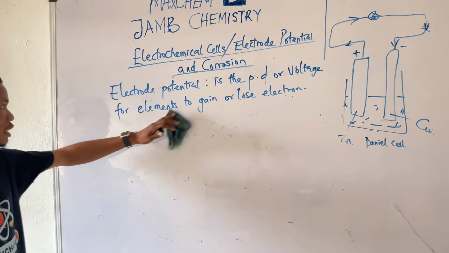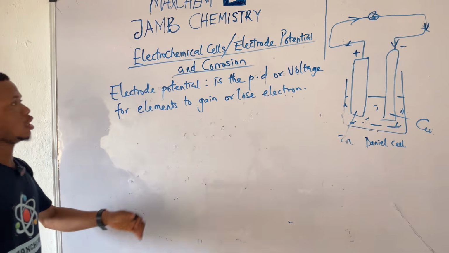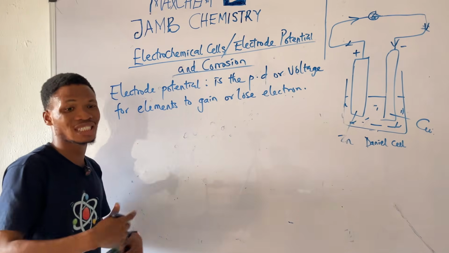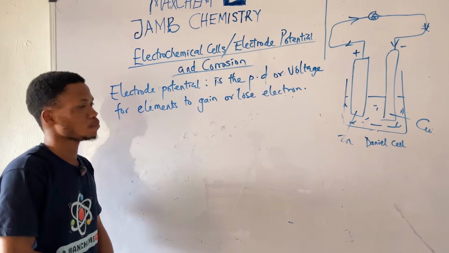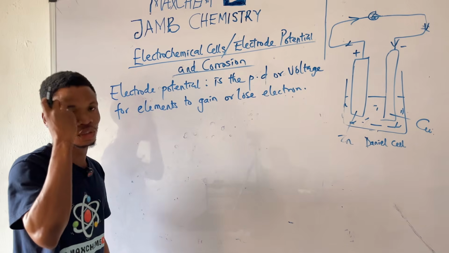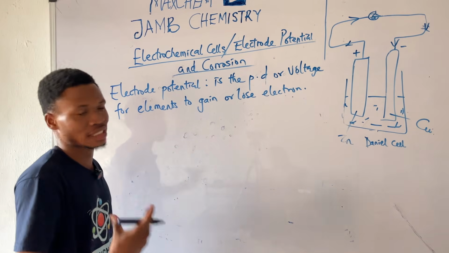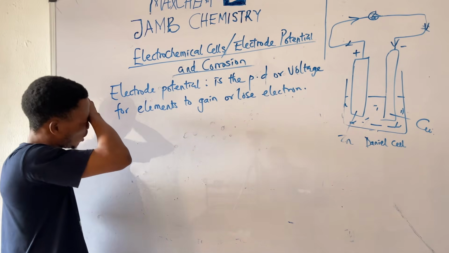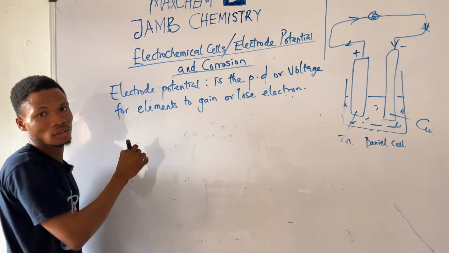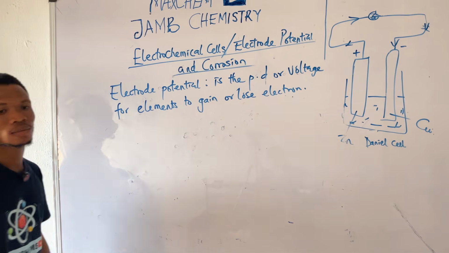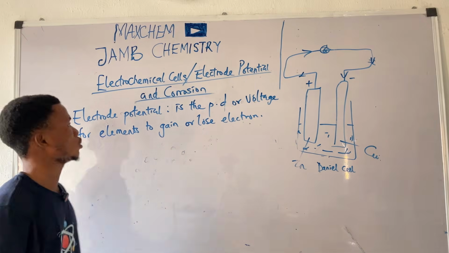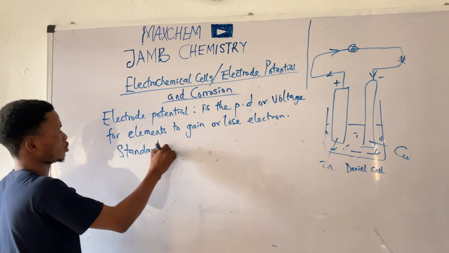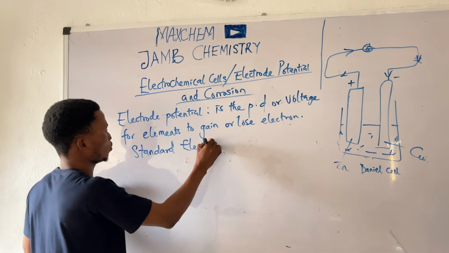So electrode potential is the potential difference, or it's just the tendency of gaining and losing of electron, or the interaction of electron within a cell. So let's talk about the standard electrode potential.